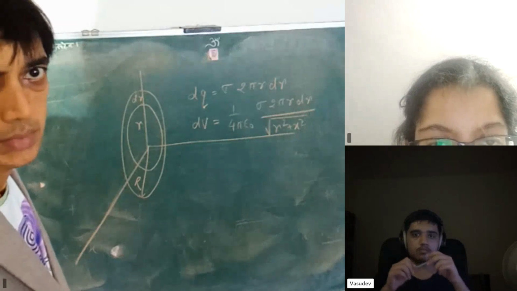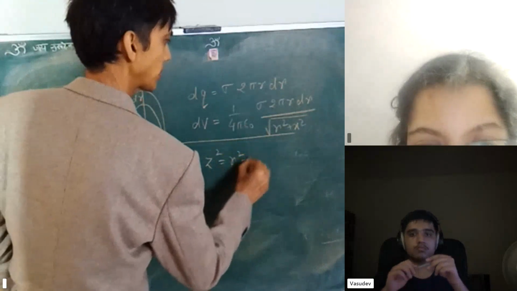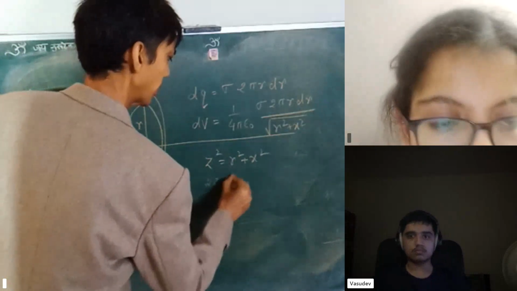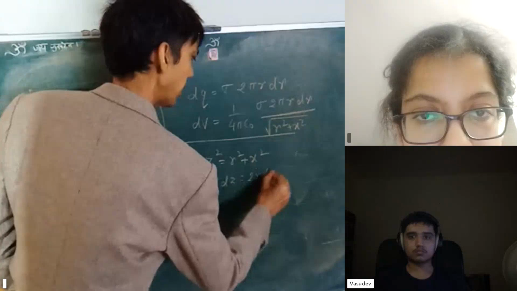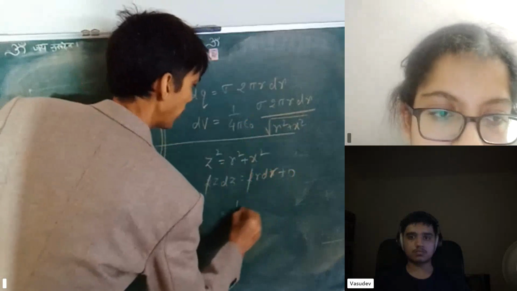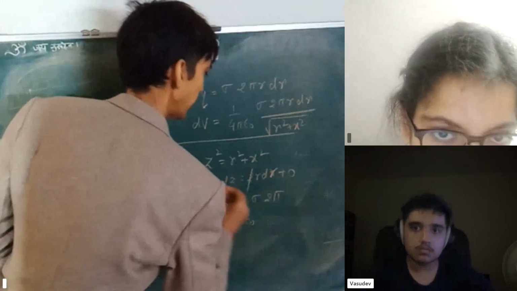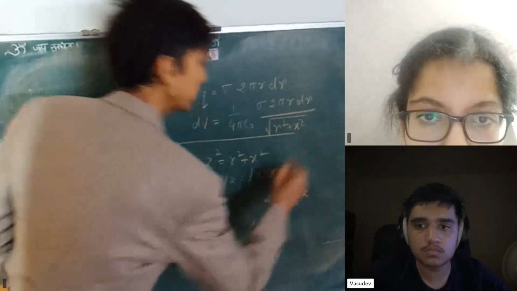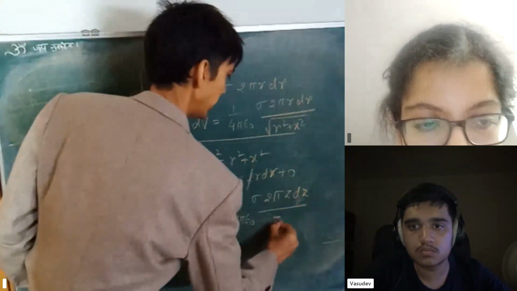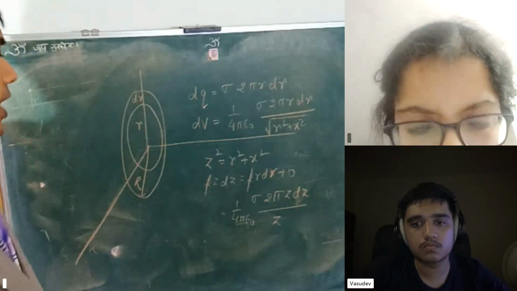Okay, what next? We have to integrate. Make good your integration. How? Take z square, another variable, as r square plus x square. Whichever way you do, that is your prerogative. 2r dr plus 0, the 2 is gone. What do we get then? 1 by 4 pi epsilon naught, sigma 2 pi as it is, r dr changes to z dz divided by z. Yes. Okay, and then integration.